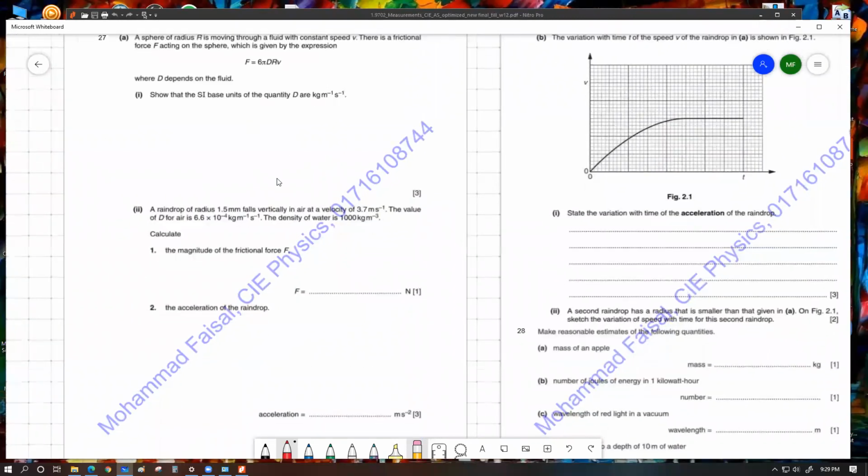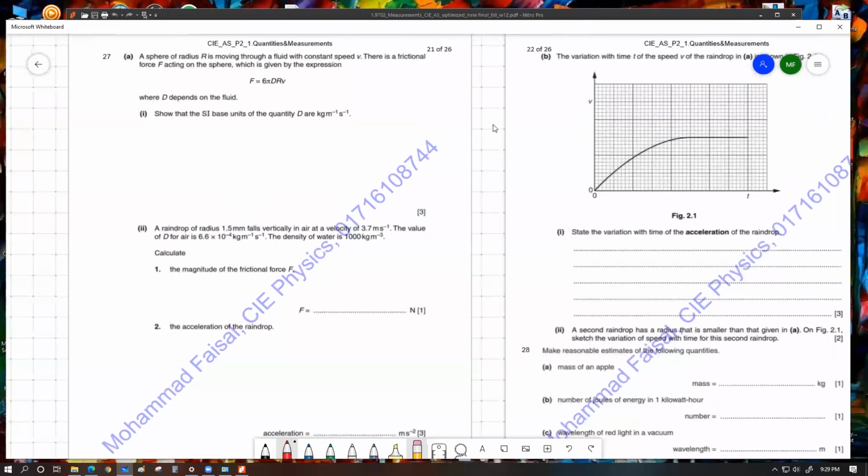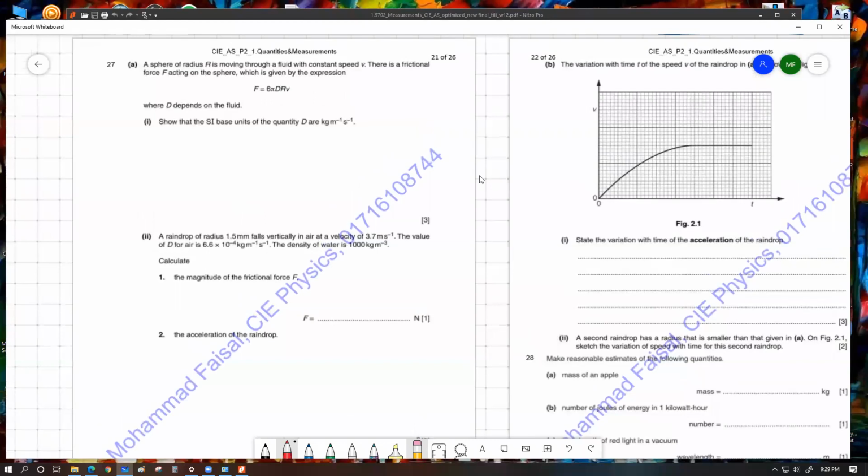27 is page number 21, A22. The question says: a sphere of radius r moving through a fluid with a constant speed v, there is a frictional force F acting on the sphere which is given by the expression F equals 6 pi drv. This is Stokes' law. You don't know this, but I'm just telling you because I know. But d depends on the fluid. D is a variable that depends on the fluid. D is not diameter. R is the radius of the sphere. So the SI base unit of the quantity D is kg per meter per second.